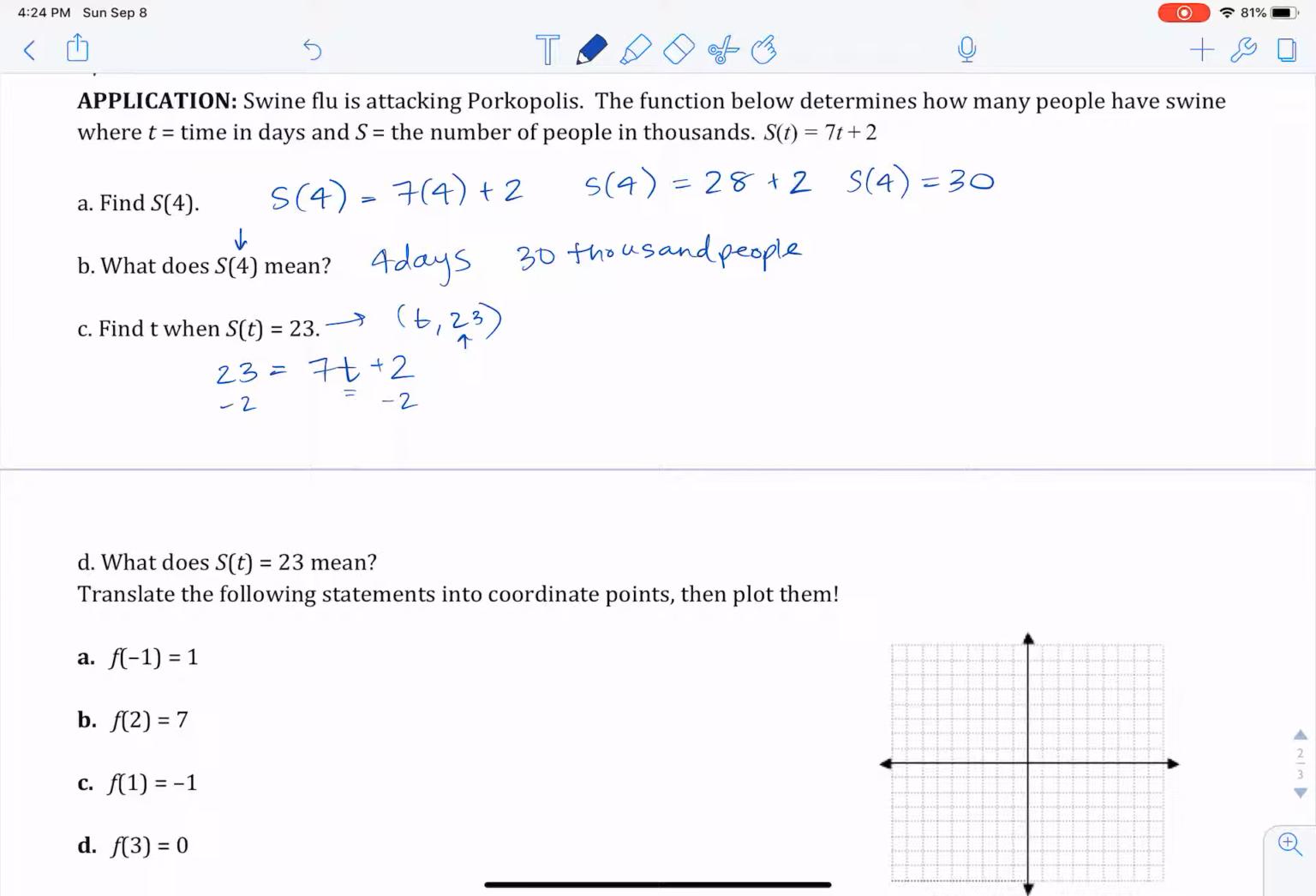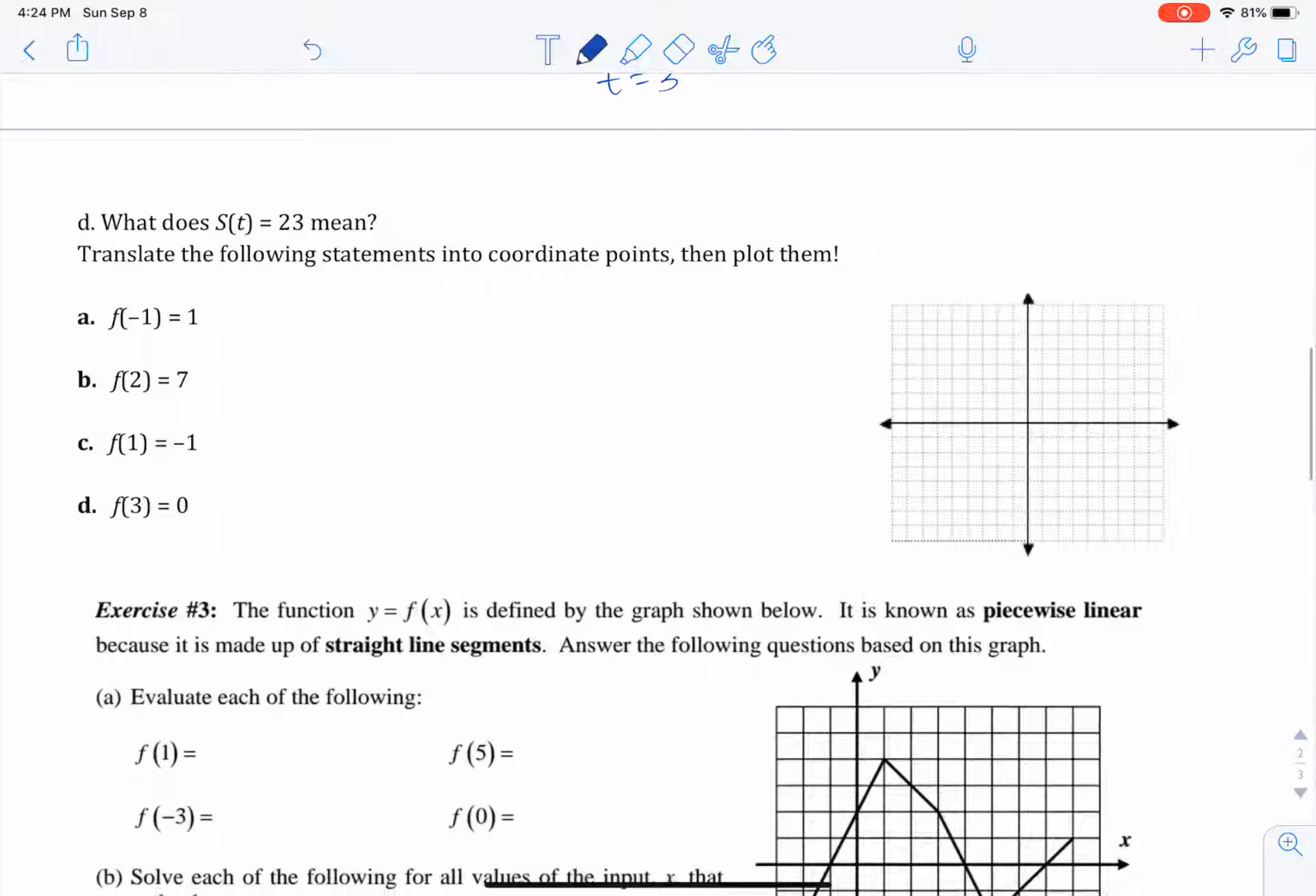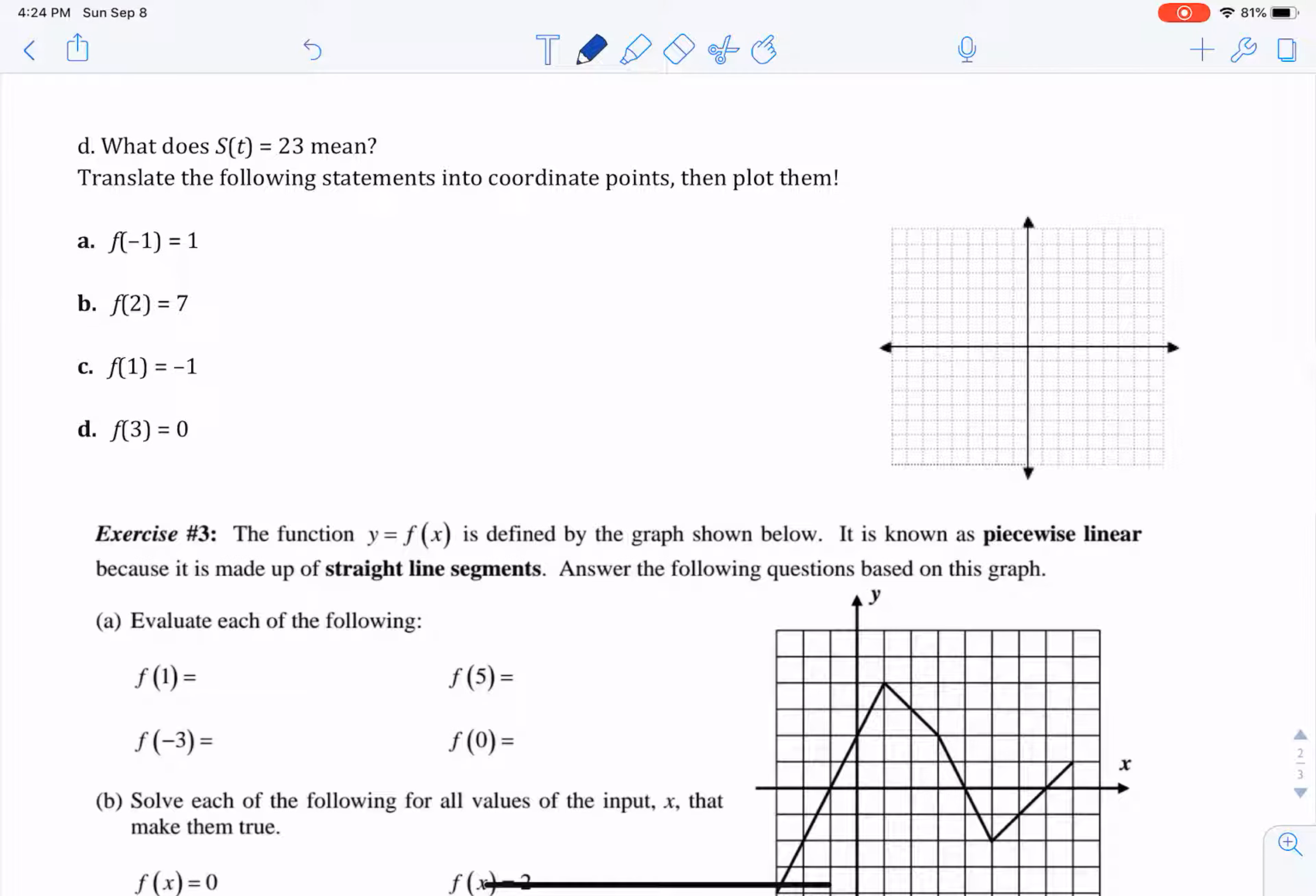So we'll subtract 2 from both sides. 21 is equal to 7t, so t is equal to 3. What does S of t equals 23 mean? This is talking about finding the number of days or the time when 23,000 people have been infected.